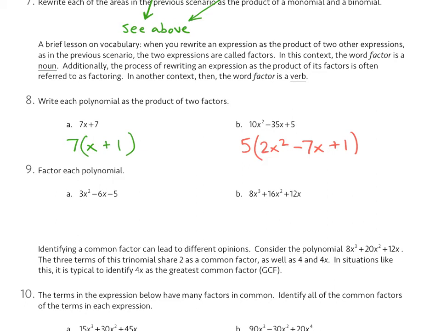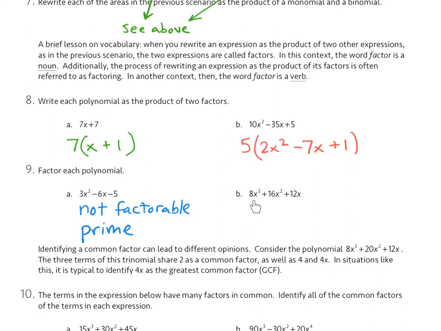Number 9, factor each polynomial. Part A, 3x squared minus 6x minus 5. Now you may look at this for a while and think 3, 6, and 5 have no factors in common. These two terms have an x, but this one doesn't. And if you keep looking at it, you actually won't find a common factor. And that's okay. I'm putting this here because I want you to realize that sometimes there is not a common factor. We can say that this expression is not factorable. You can also use the word prime to describe that expression. Something that is prime only has factors of 1 and itself.